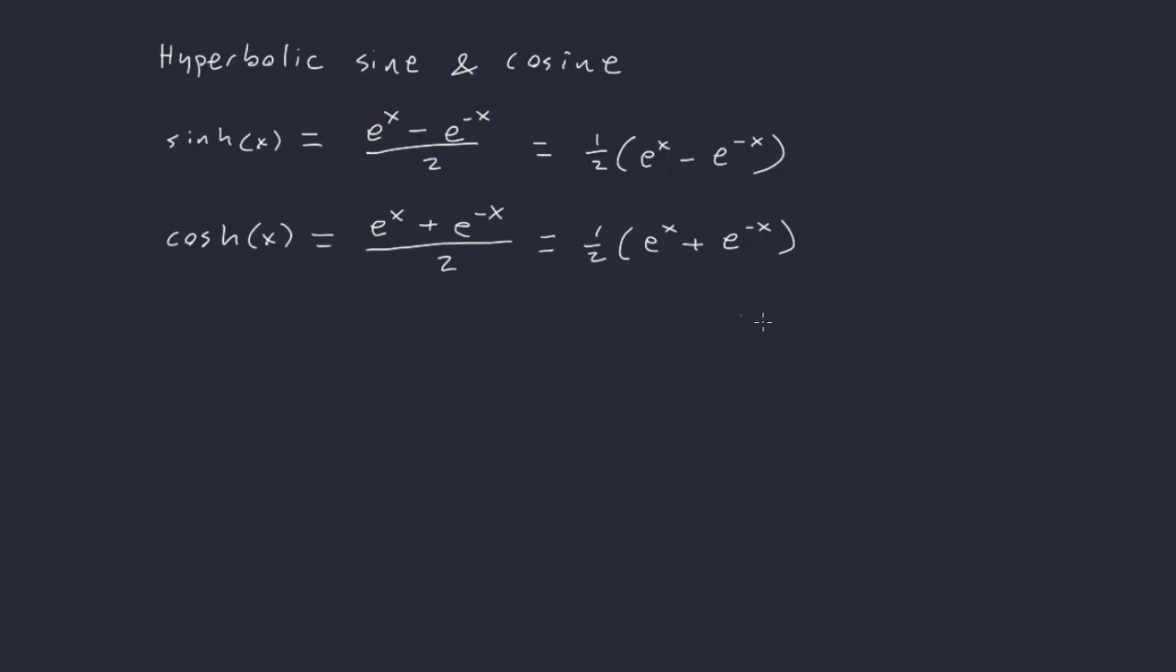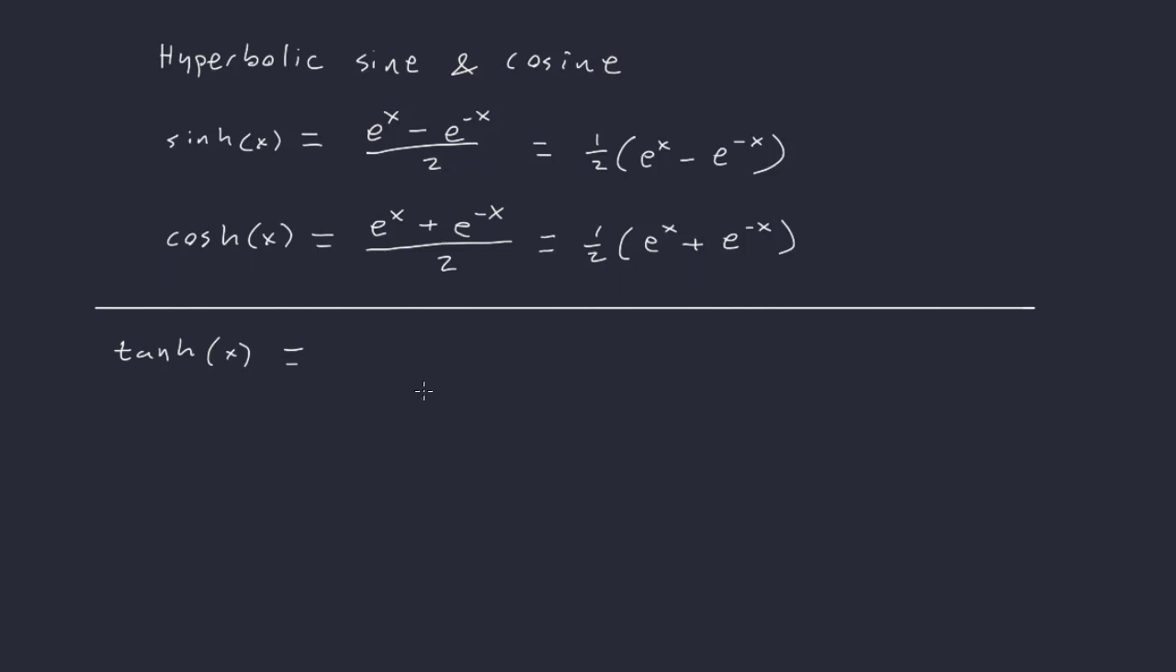All right, so there are our hyperbolic sine and cosine, and from here we develop the other ones just like we would in normal trig functions. So hyperbolic tangent, which is tanh, okay, is, well, our normal tangent is sine over cosine, and it turns out that a hyperbolic tangent is hyperbolic sine over hyperbolic cosine.